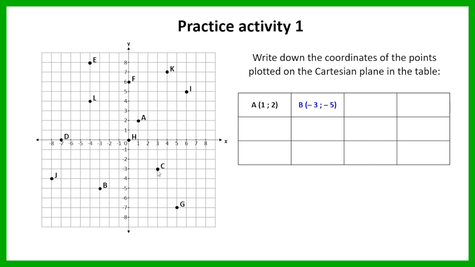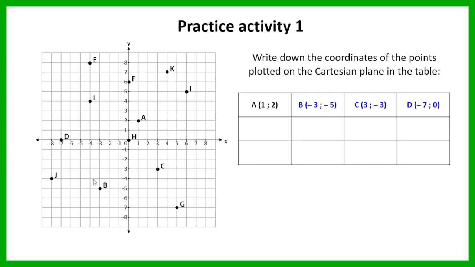Right, then point C is over here. It is in line with 3 on the x-axis and -3 on the y-axis. So C is 3, -3. Then point D is over here. It is sitting on the x-axis, which means that its x value is -7, and the y value is going to be 0 because everywhere on the x-axis, y is 0. It's in line with the 0 on the y-axis. So this is going to be -7 for x, 0 for y.